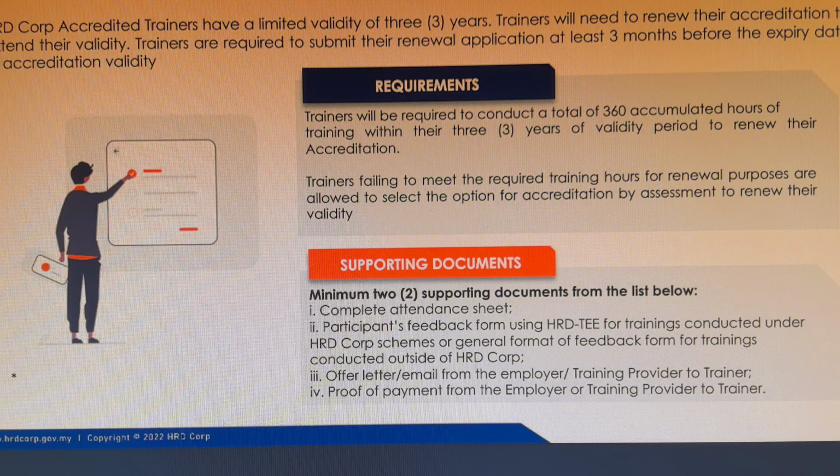To successfully renew your accreditation, you need to submit a minimum of 2 of the items from the list being shown here. The items are: firstly, the complete attendance sheet; then the participants' feedback form, using HRDP for trainings conducted under HRD Corp schemes or a general format of feedback form for trainings conducted outside of HRD Corp; an offer letter or email from the employer or training provider to the trainer; or proof of payment from the employer or training provider to the trainer. You just have to choose a minimum of 2 of these documents stated here.